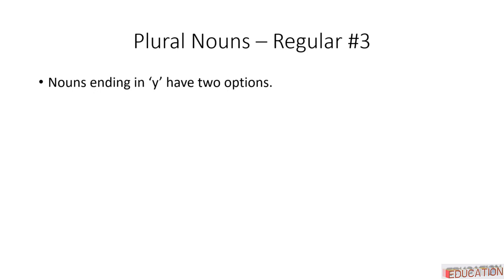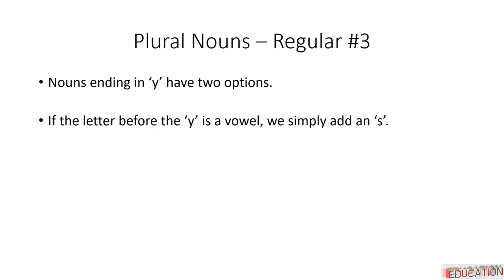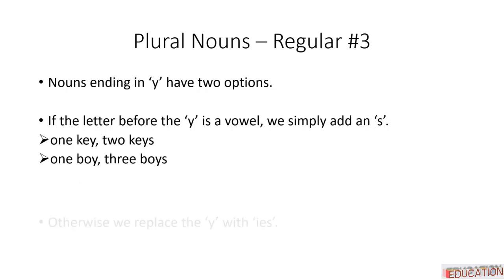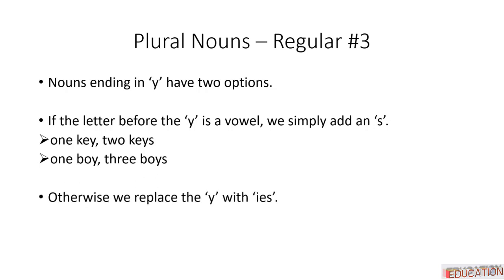Nouns ending in a Y, they have two possible ways. If the letter before the Y is a vowel, we simply add an S, as in one key, two keys. One boy, three boys. Otherwise, we replace the Y with IES. One berry, two berries. One fly, many flies.